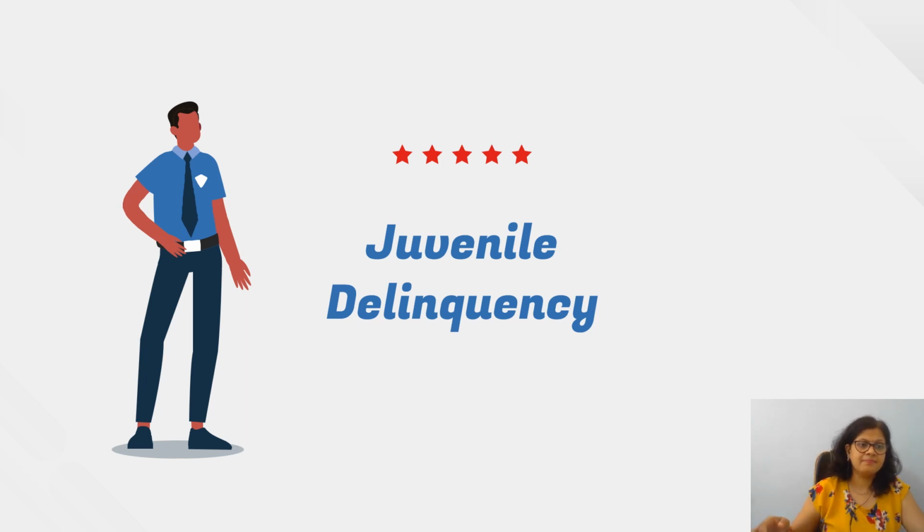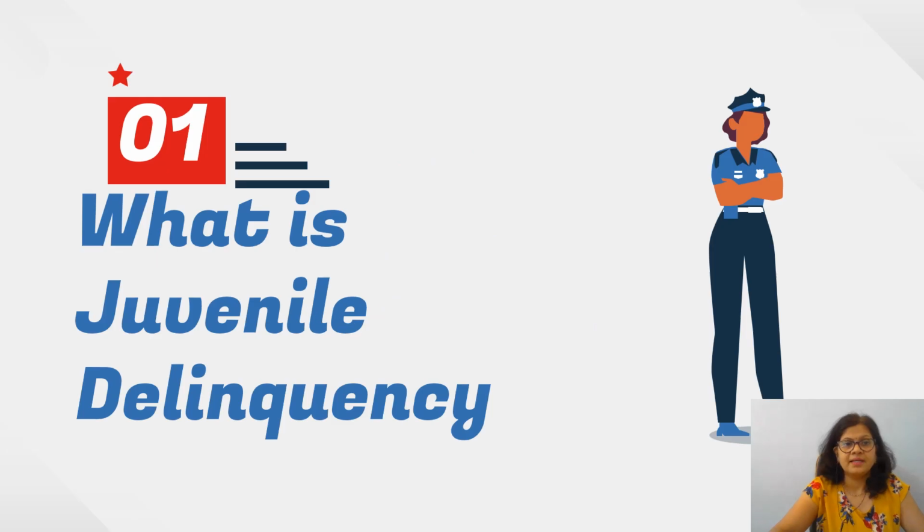Juvenile delinquency can range from status offenses, that is underage smoking and drinking, to property crime or violent crime. Anything that can be done and is considered a crime, if it is committed by a child under 18, is considered juvenile delinquency. Then what is juvenile delinquency?